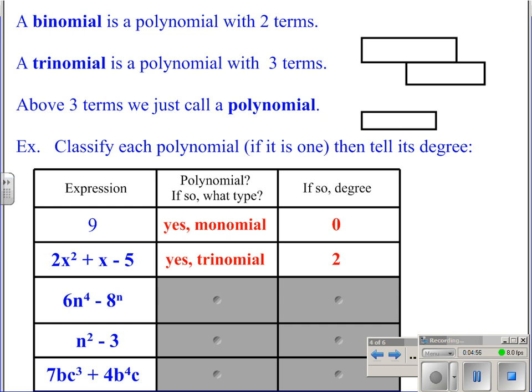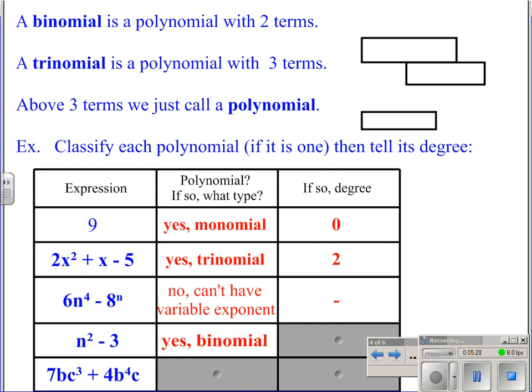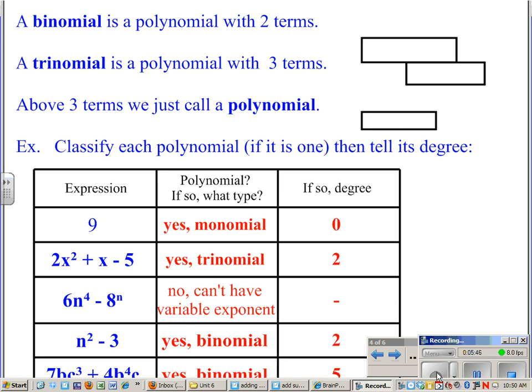Is this a polynomial? Thumbs up, thumbs down. No. You cannot have a variable exponent. So there is no degree because it's not a polynomial. Is this a polynomial? Yes. What kind? Binomial. Degree 2. Is this a polynomial? Yes. What is it called? Binomial. What is its degree? So the degree of this one is 5.